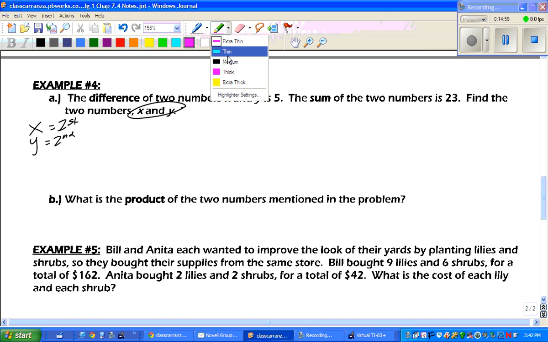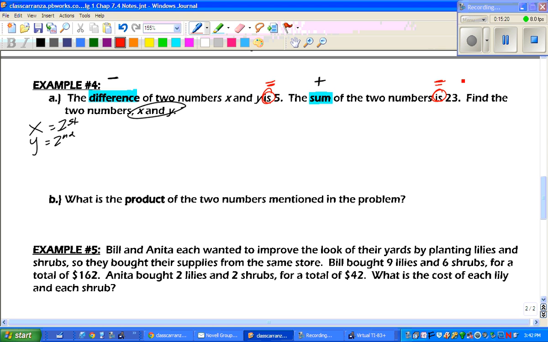Now, let's go through and look at some keywords. Okay. One is saying difference, and difference means to subtract. And I see another one right here, sum, and sum means to add. Is means equals. So then there are two equations, okay? The difference of two numbers, x and y, so the difference of x and y is 5. Their sum is 23. Find the two numbers.